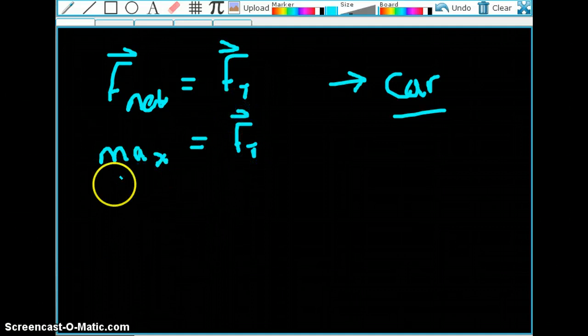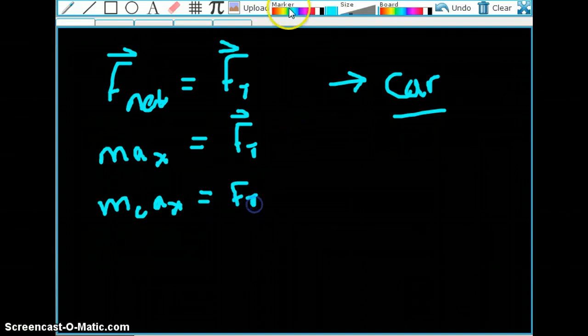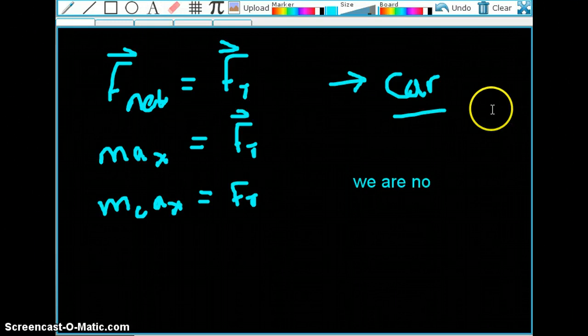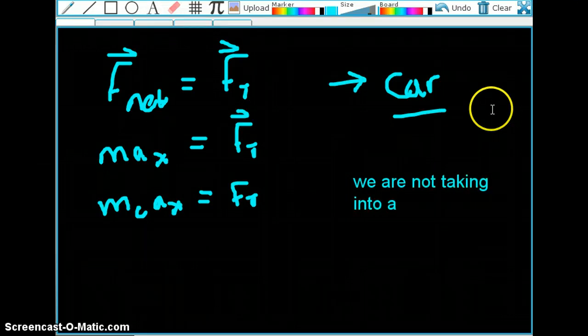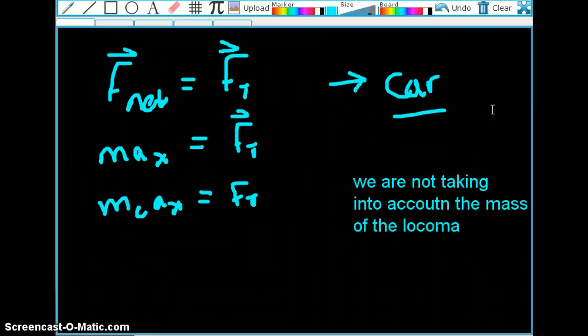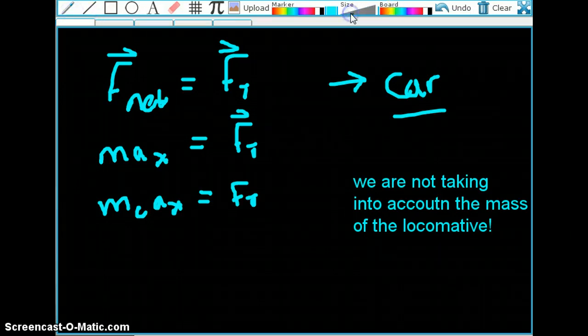Now when I say mass, I'm talking about the mass of the car. So we'll just write that down again in the corner here: not the locomotive. We are not taking into account the mass of the locomotive. So just to make sure everyone remembers the next time they come across a problem like this. So we're left with something like this, and super easy.